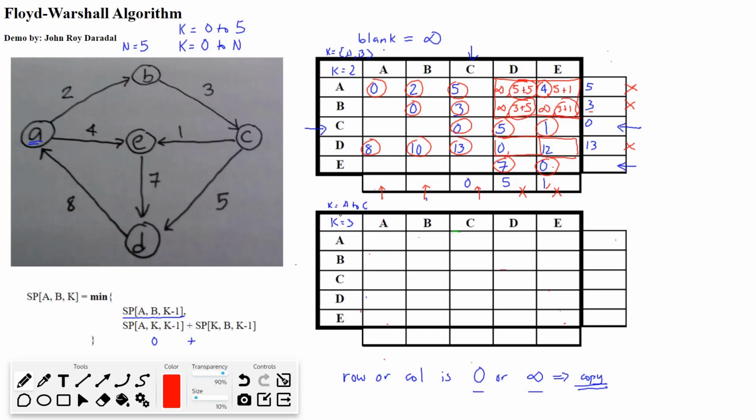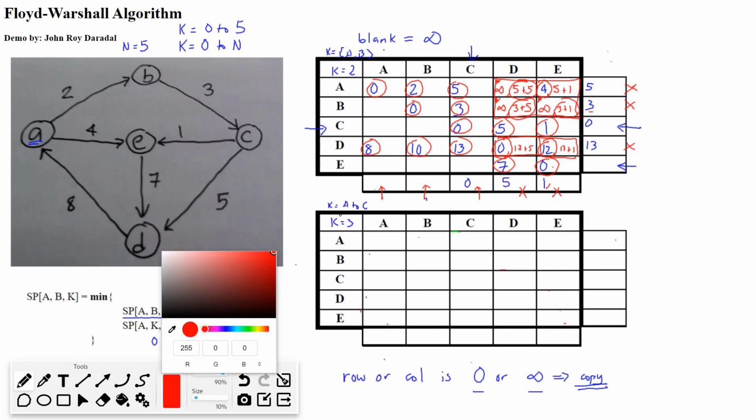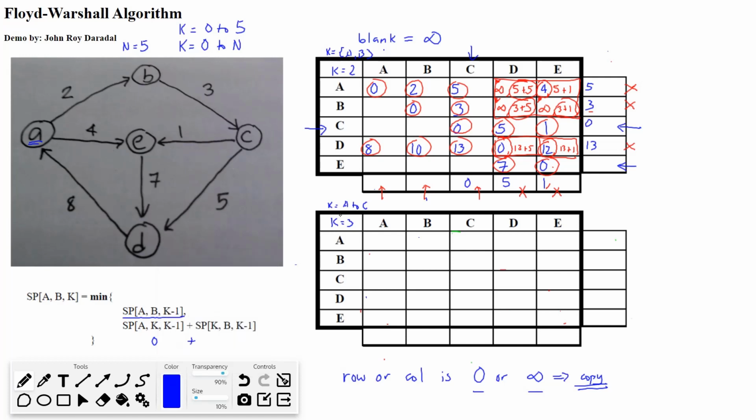Now how about in these two cells? 0 versus 13 plus 5. So 18 is bigger than 0, so 0 will be retained. And then here we have 13 plus 1, which is 14, and 12 is still smaller, so this will win the min. So although we checked 6 cells, we only need to add 3 new values, which is in this cell here, this one here, and this one here. The other 3 cells we just need to copy their old values. So we now have the values for k is equal to 3.